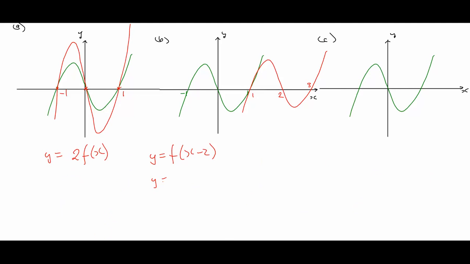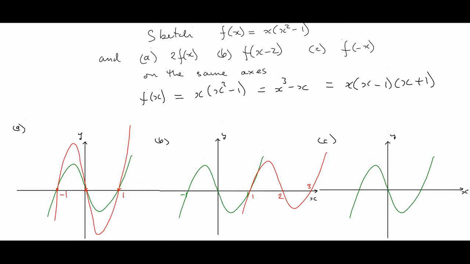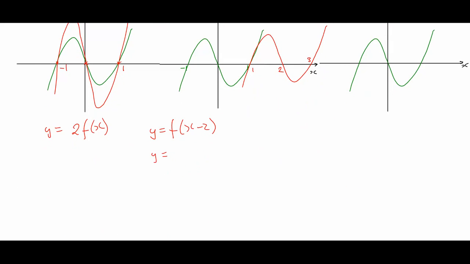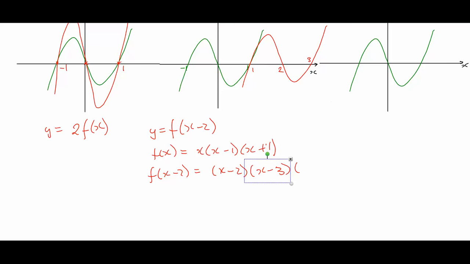The equation of this new curve, well, just replace the x by x minus 2. f of x is x(x minus 1)(x plus 1), so f of x minus 2, well, replacing x by x minus 2, we'll have x minus 2, x minus 2 minus 1 is x minus 3, and x minus 2 plus 1 is x minus 1.